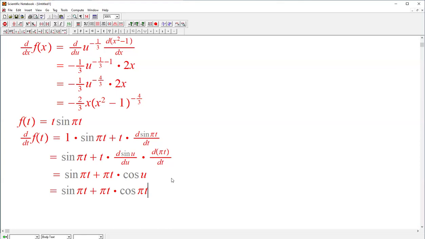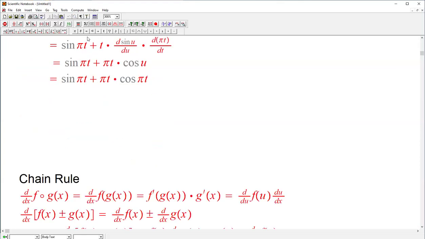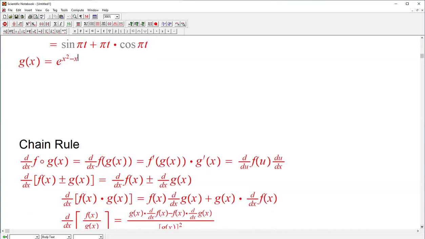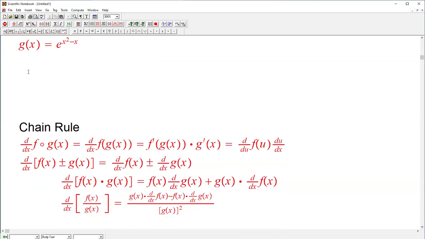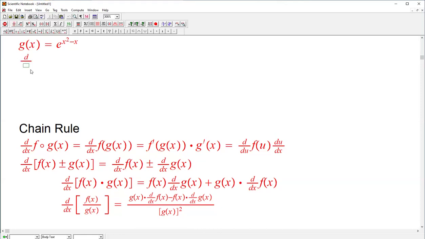All right, so let's look at another example, which is g of x equals e raised to the power of x squared minus x. Okay, so we want to find the derivative with respect to x of g of x.